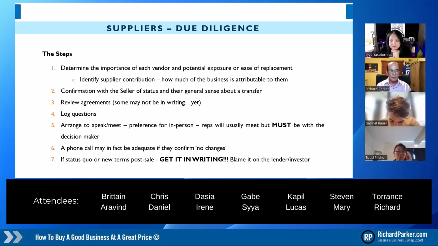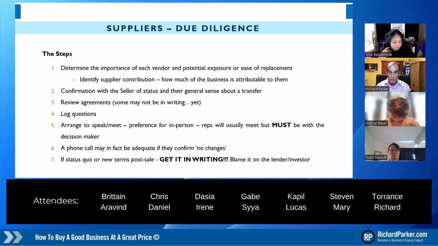Here are the steps. First, determine the importance of each vendor and the potential exposure or ease of replacement. You may have some concentration, but you can potentially find another supplier easily, so that mitigates the situation. You want to identify supplier contribution: how much of the business is attributable to them, which is another fancy way of talking about concentration. You want to confirm with the seller the status and their general sense about the vendor and a transfer.